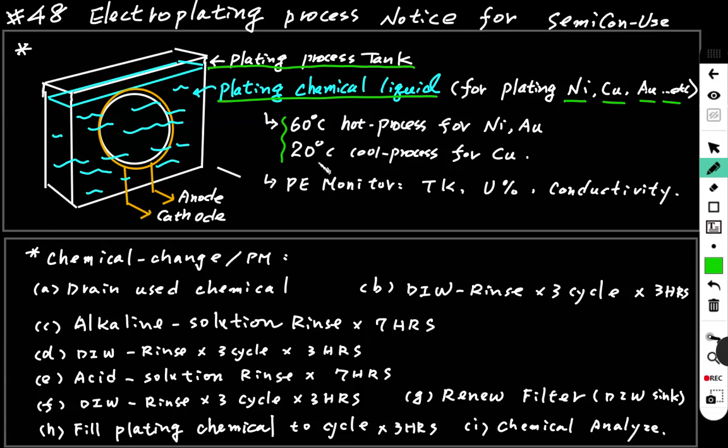And the 20 degrees centigrade process temperature, we call it a cool process, for the copper process. And the process engineer monitors and takes care of this process to test its baseline. They measure the dummy wafer with dummy plating and check its thickness, uniformity, and metal conductivity.